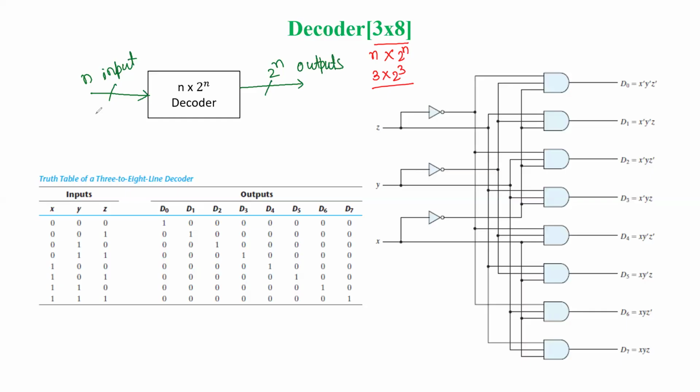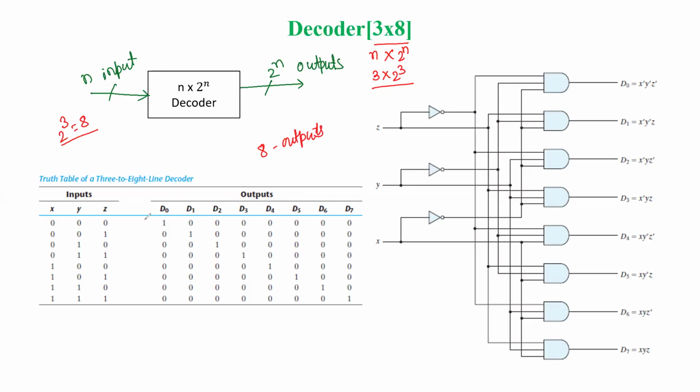Since it has 3 inputs, with the help of 3 bits a total of 2 to the power 3 equal to 8 combinations are possible. Those 8 combinations are written here on the input side in ascending order of the binary numbers. On the right side we have the decoder. Here we have 8 outputs, represented as D0, D1, with subscripts 0, 1, 2 up to 7. In total, we have 8 outputs.